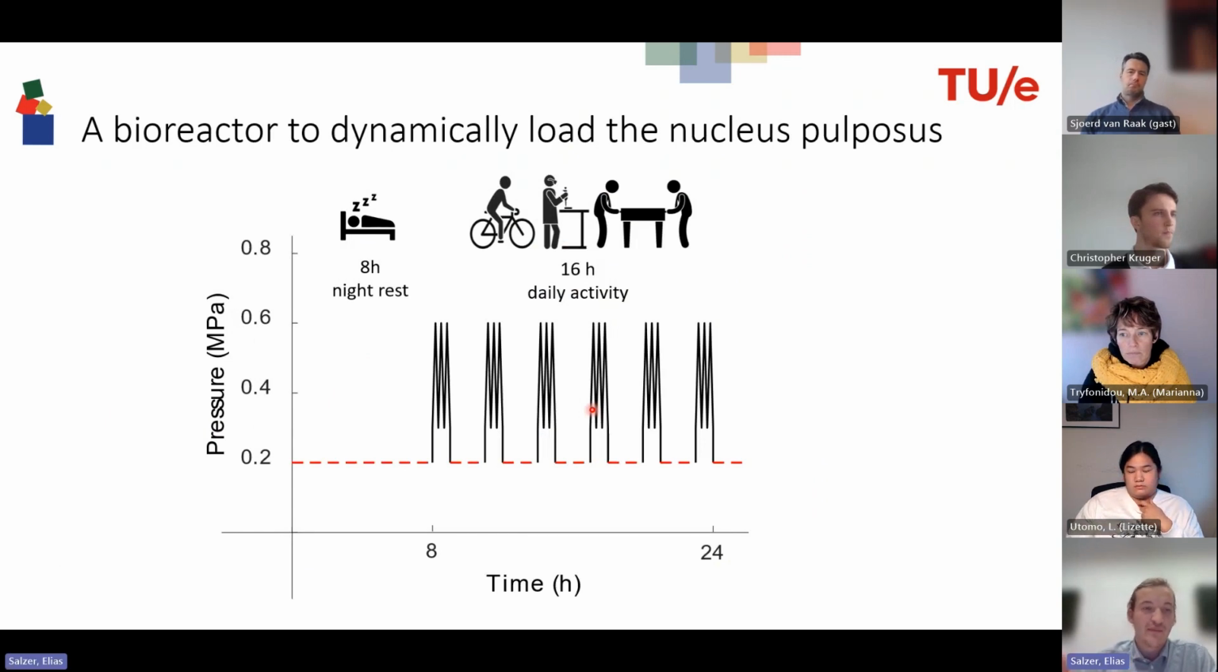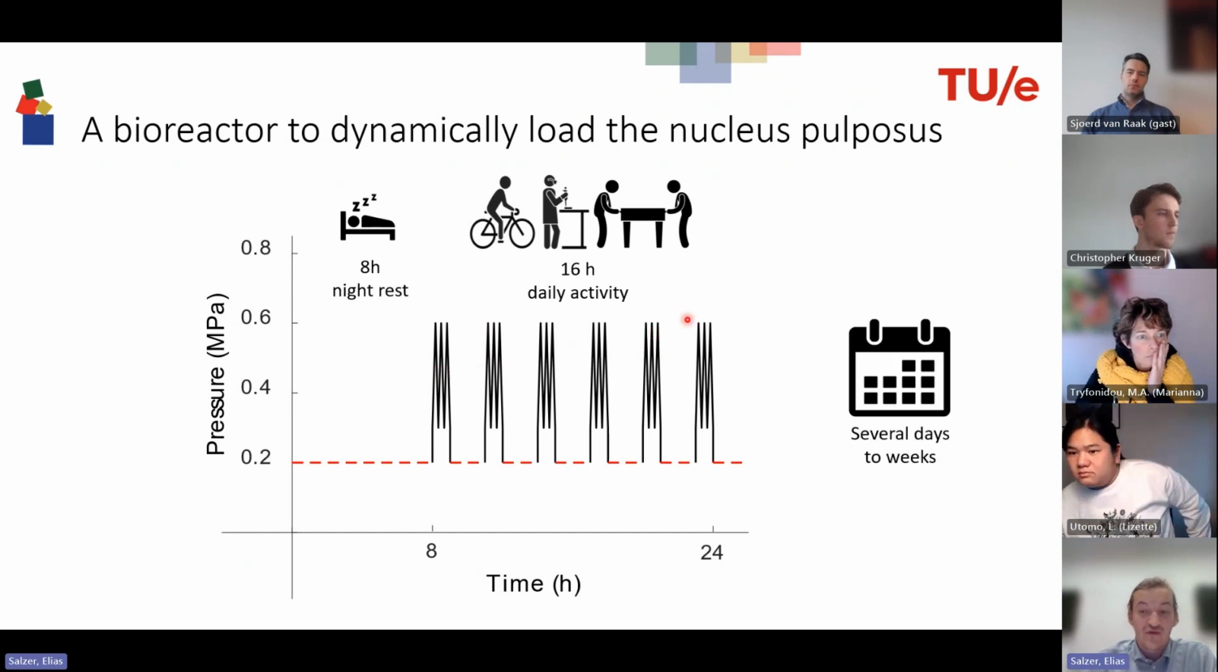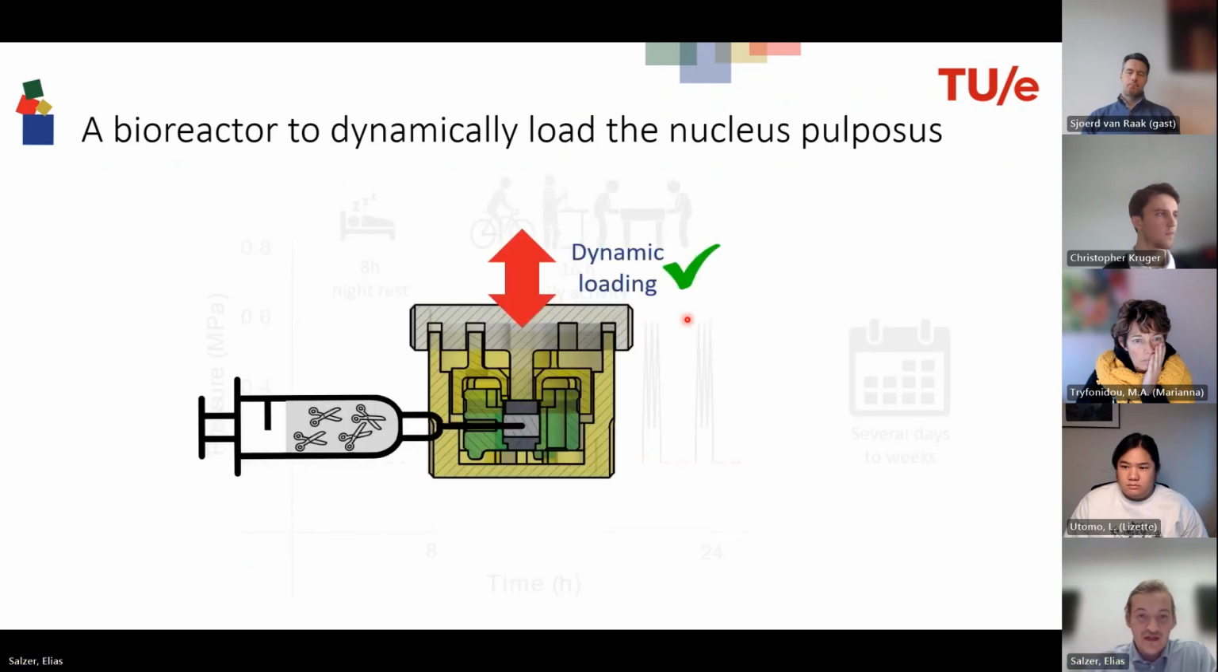And what we can do is we can mimic a whole day of activity. So what you do usually during a day. Hopefully all of us sleep for around 8 hours. This is the night rest where the pressure is a little bit lower. And then we become active for 16 hours. And then we can mimic different activities of the day. We can repeat that for several days or even up to weeks. And thereby we can mimic the physiological loading, so the loading like it is actually in the human spine. So the next step that we added was dynamic loading. So we have now a very complex model already.